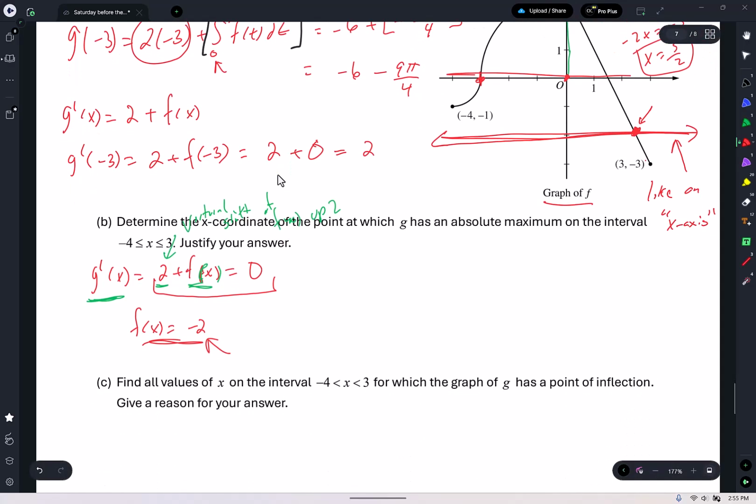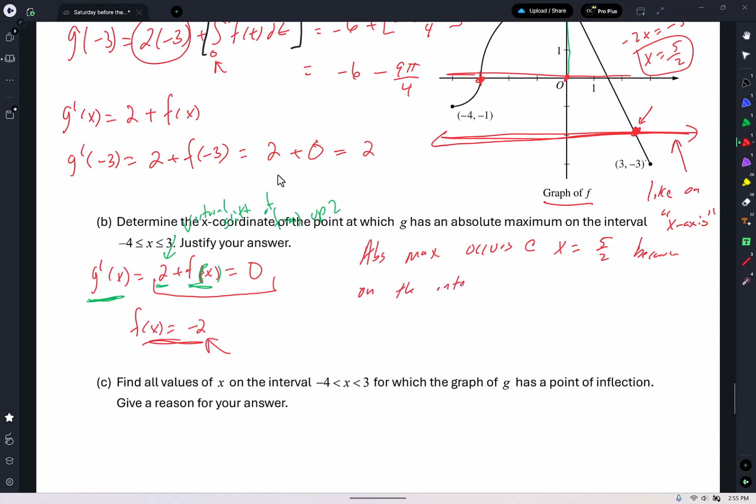So I'm going to write absolute max occurs at x equals 5/2, because on the interval -4 to 5/2, g prime of x is positive, and on the interval 5/2 to 3, g prime of x is negative.